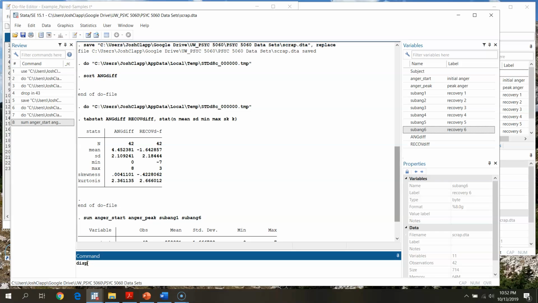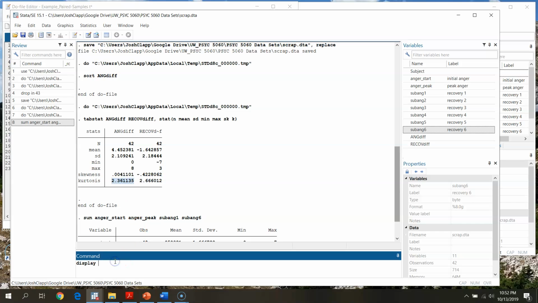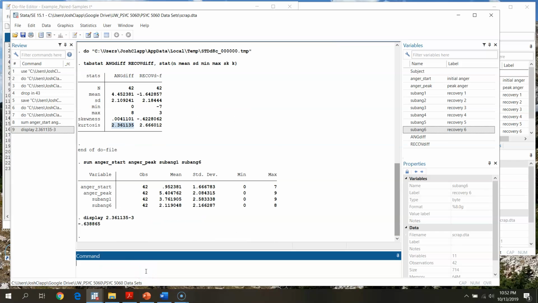If I wanted to calculate what those actually were and not have to pull out my calculator, I can just hit display, sort of, my kurtosis value minus 3.